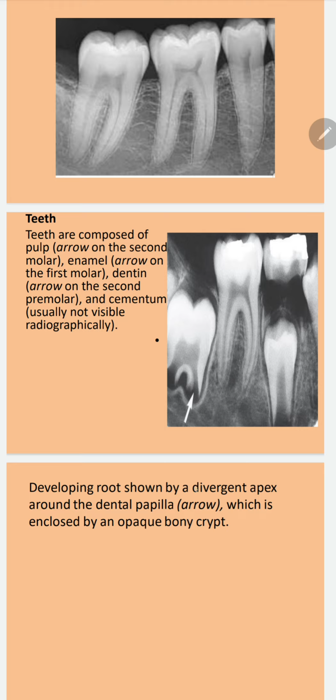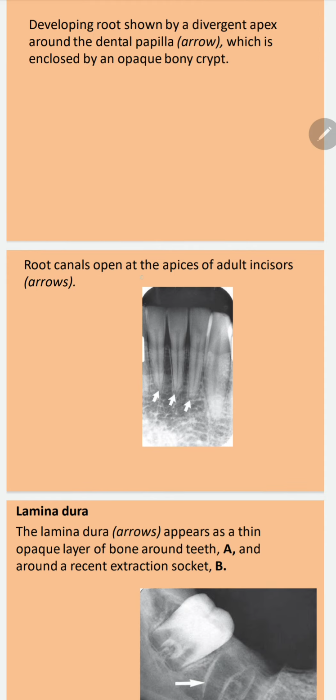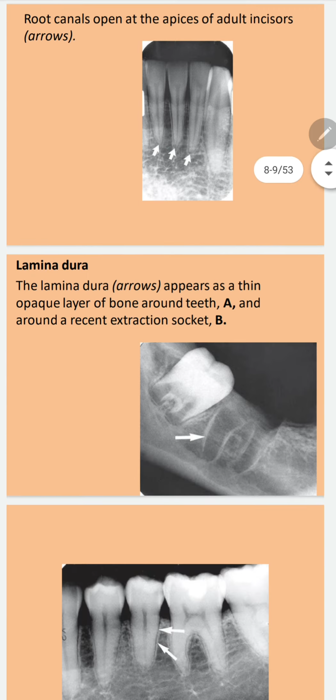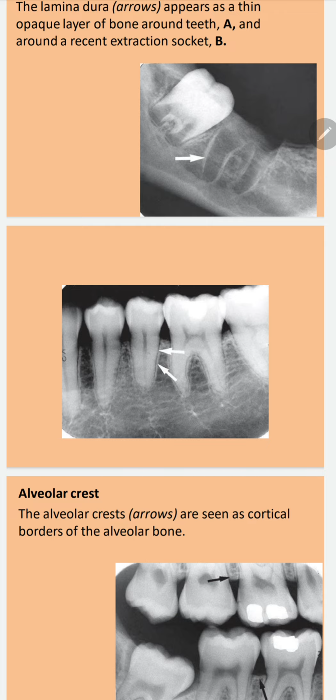Developing root shown by divergence of the apex around the dental papilla as seen here. There is an incompletely formed root. Root canal open at the apices of an adult incisor. The lamina dura appears as a thin radiopaque layer of bone around teeth and around a recent extraction socket. As we see here, this is the extraction socket and this is the tooth.